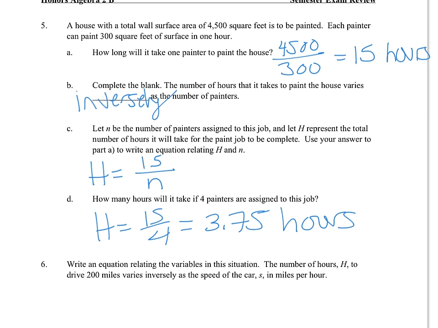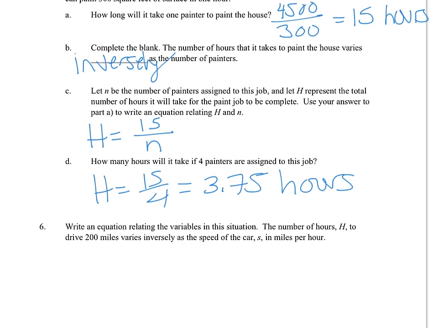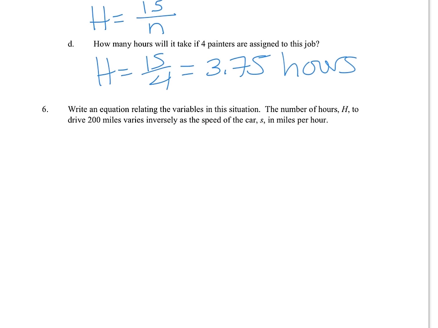An equation of directly related would be, let's say your pay per hour. If you get paid $10 per hour and you work for 5 hours, how much do you get paid? So 10 times 5 is your directly related equation. And now for 6, write an equation. Okay, inversely, so H is 200 over S.